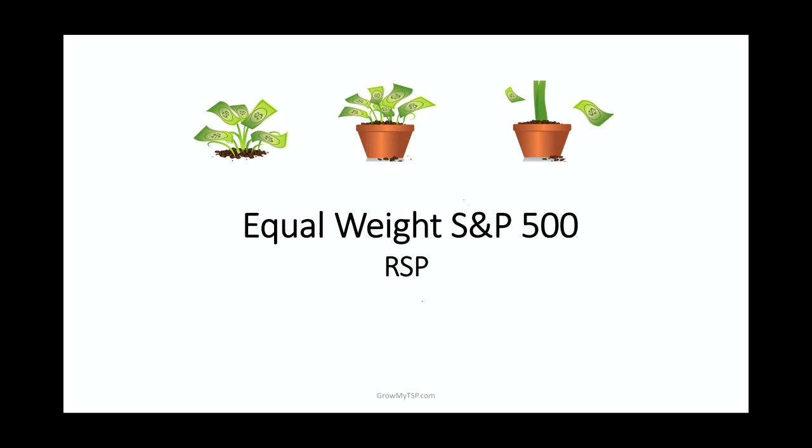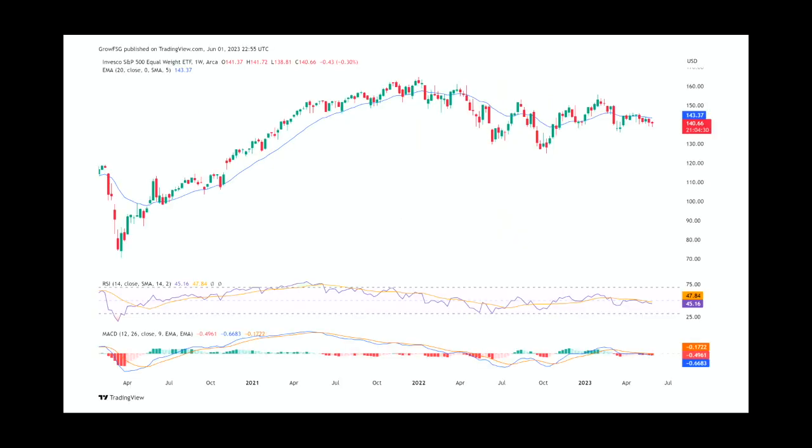So, really totally switching gears: equal weight S&P. RSP is the ticker symbol. Equal weighted S&P is, imagine you took the 500 biggest companies in the U.S. The regular index gives more weight to the higher capitalization companies.